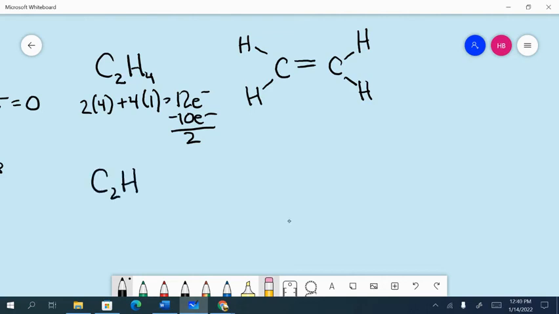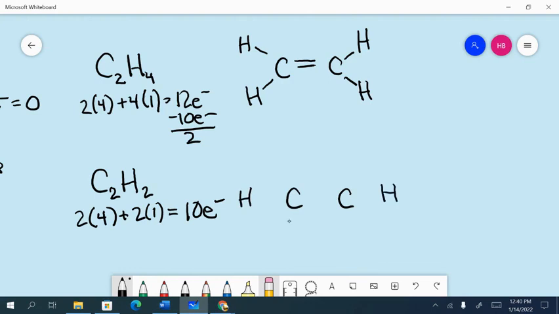Let's try another one. C2H2. So we have 2 carbons that each have 4, 2 hydrogens that each have 1, and that's going to give me a total of 10 electrons. So I'll put my carbons in the center like I did before, and put my hydrogens on the outside because they're dead ends. 2, 4, 6 to bond them together. I have 4 left over. If I split them between the carbons, each carbon will have 6 and won't be happy. So I'm going to give it a triple bond, and this one's called ethyne or acetylene.